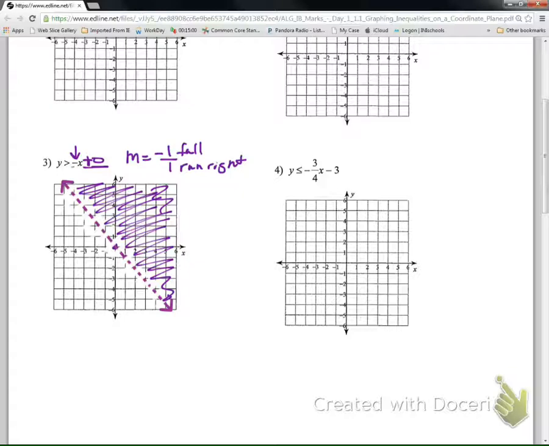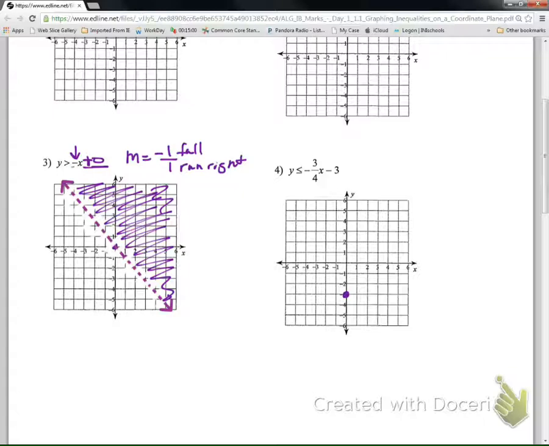Let's do example 4 together. Okay, you need to draw the line as if it was an equation. So where would you start? Did you plot a point right there at -3? Then you need to use your slope.